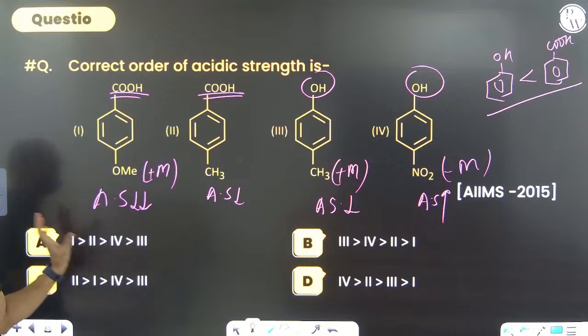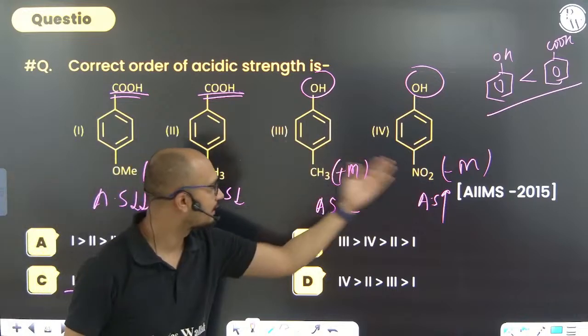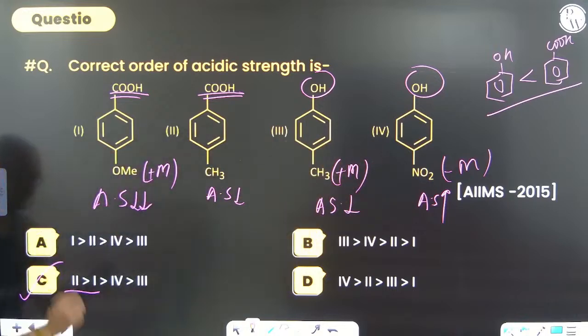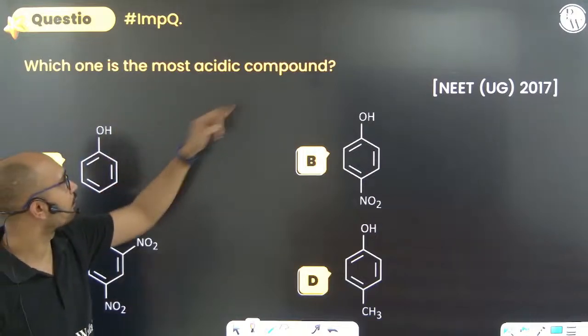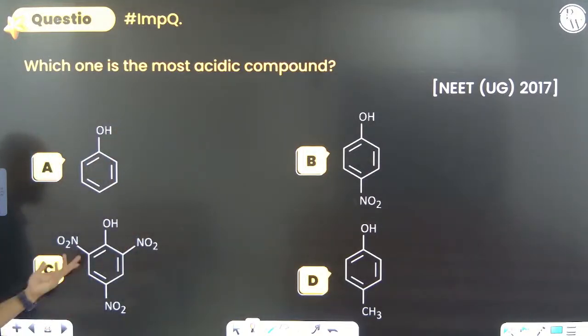2 is more than 1 here. Any other? No. तो यही सबसे ज़्यादा. उसके बाद 4 and then 3. See. Which of the most acidic compound? Most acidic compound, I hope you all can see that. Not a big deal. Picric acid.